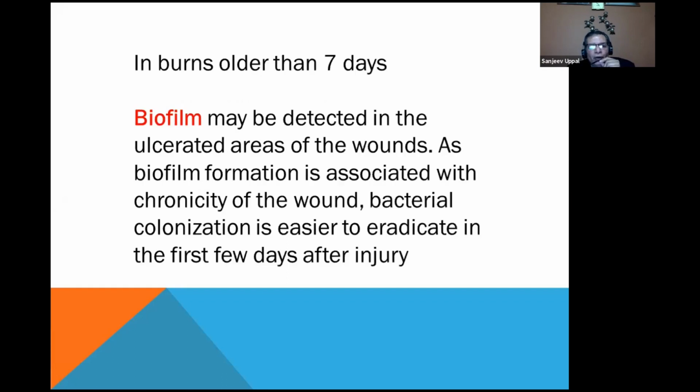In burns which are older than 7 days, there is already a biofilm detected in these areas. This is associated with chronicity of the wound, and bacterial colonization is easier to eradicate in the first few days after injury, but after 7 days, it becomes a bit difficult.